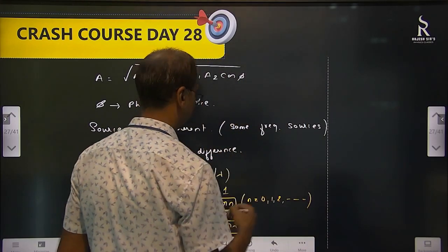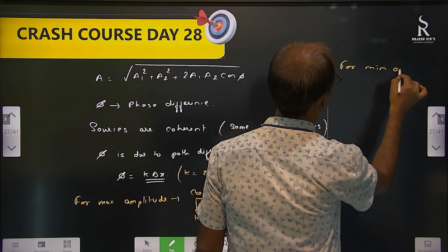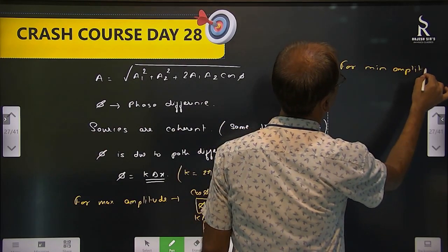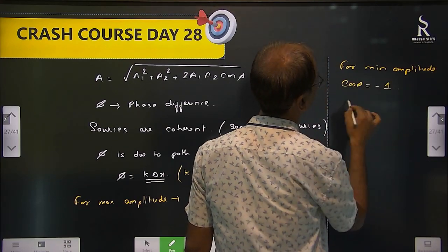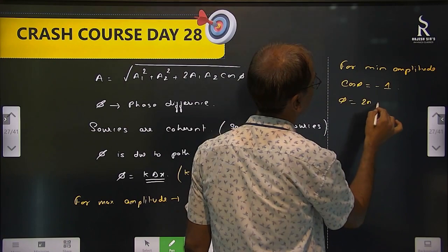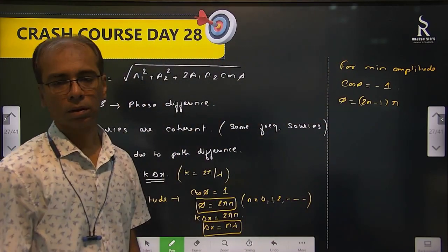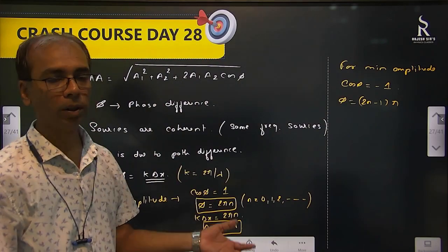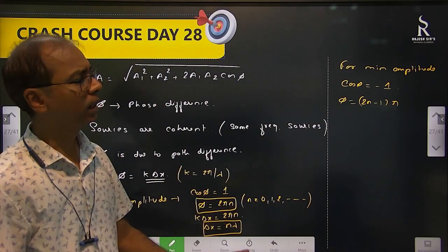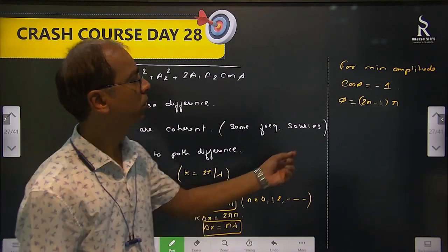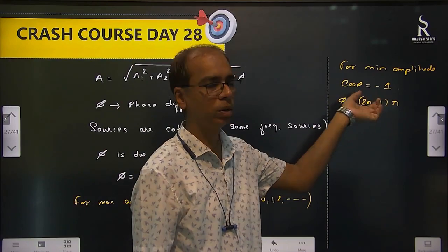So for minimum amplitude or destructive interference, cos phi should be minus 1. That means phi should be (2n minus 1) pi, n is again 0, 1, 2. Okay, not 0, we take n from 1 here. If you want from 0, you will write it as (2n plus 1) pi. You can write this as (2n minus 1) pi also and (2n plus 1) pi also.